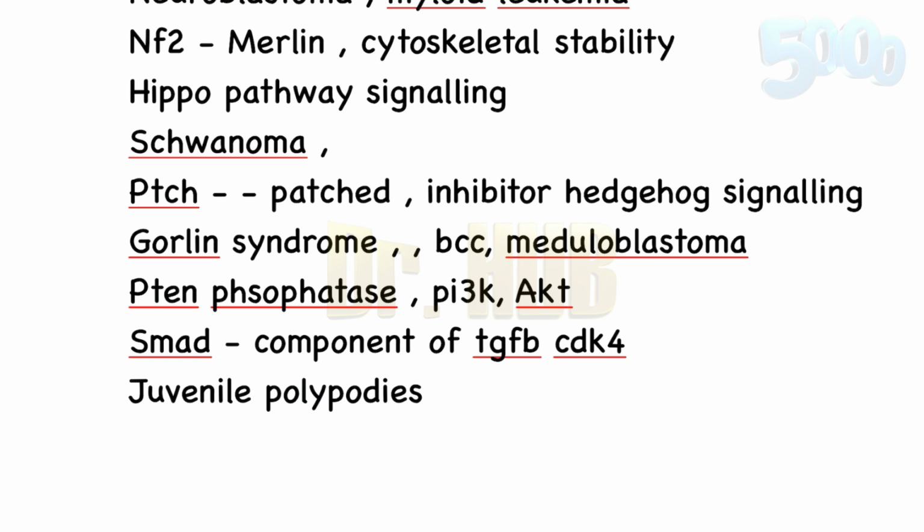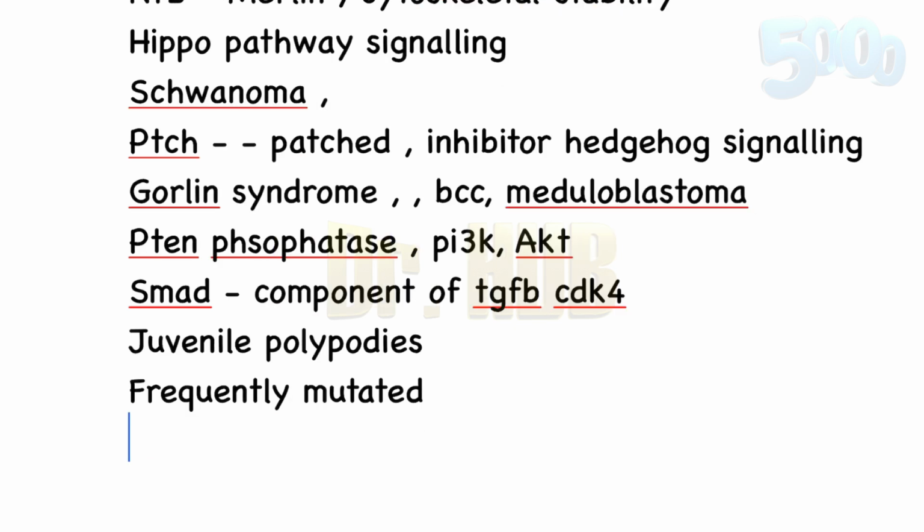Now, the sporadic cancers are frequently mutated, along with other components of the TGF-beta signaling pathway, in the colonic and the pancreatic carcinoma.